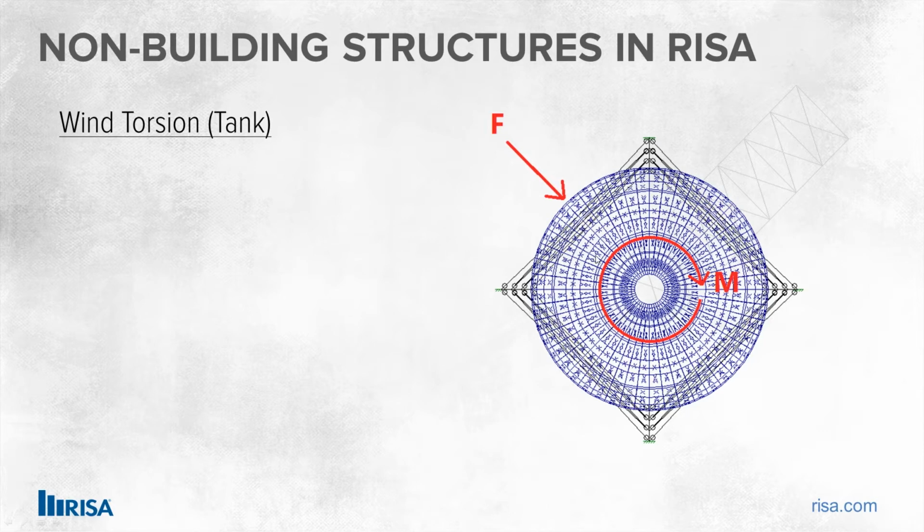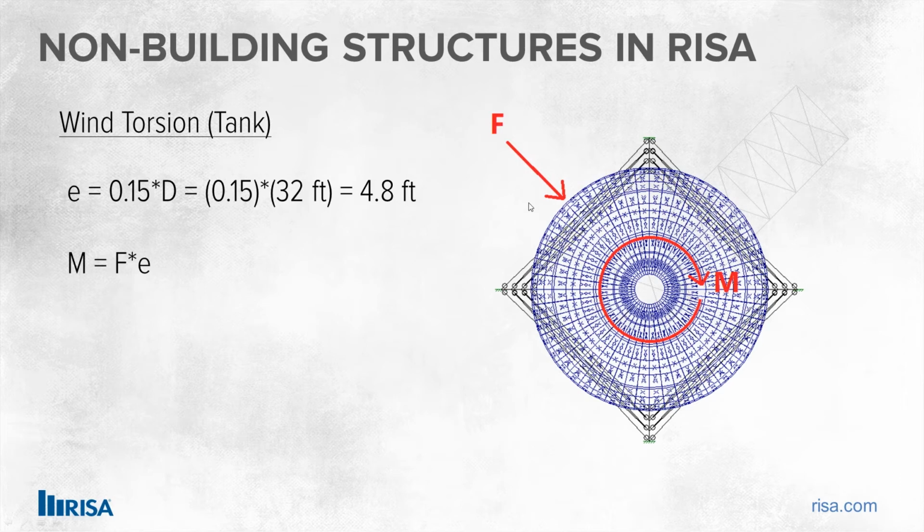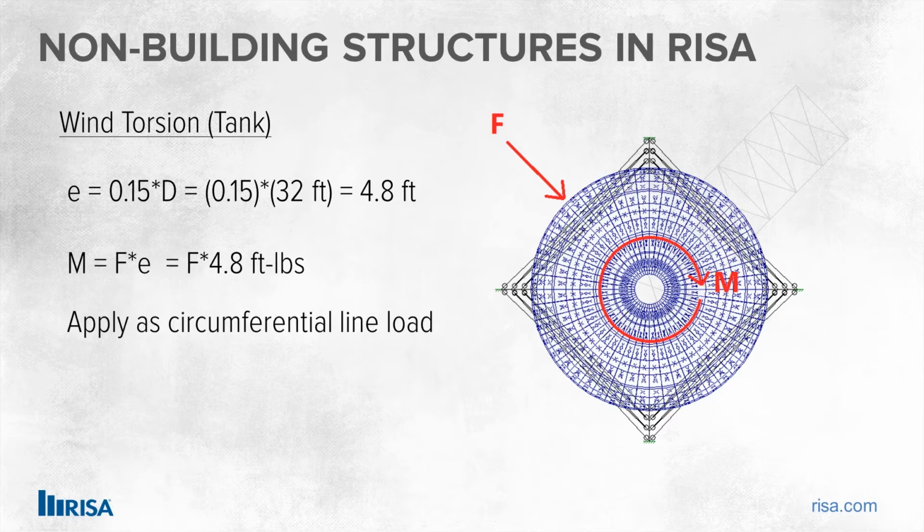Next, let's talk about the tank. So on the tank here, this is round, but we want to be able to induce a moment so that we can twist this whole tank on its support legs and therefore get all the support legs to try to fail, so we can sort of get a worst case scenario here. Well, on the tank, the diameter is 32 feet, and so 0.15 of that is 4.8 feet. So what we're pretending is that this force is acting at an eccentricity of 4.8 feet from the center of the tank. And so then we're going to take that torsional moment, which is the F times the eccentricity, which would then be equal to F times 4.8 foot-pounds.